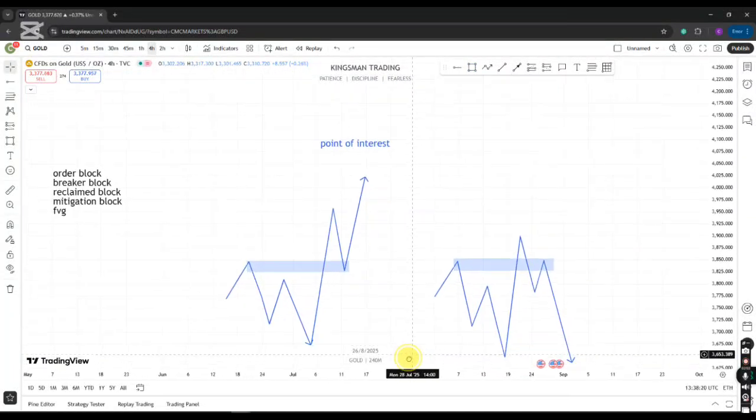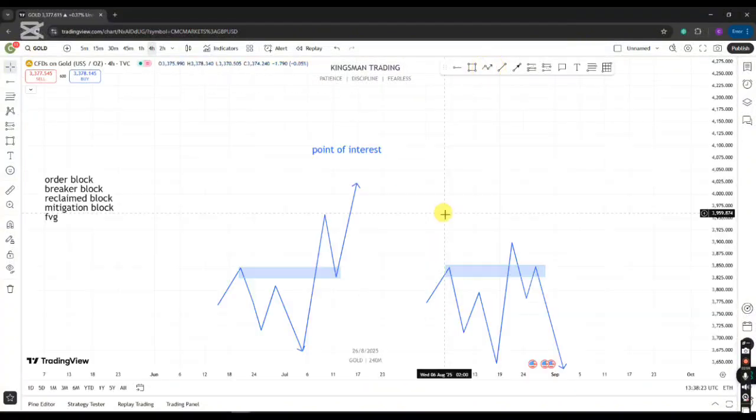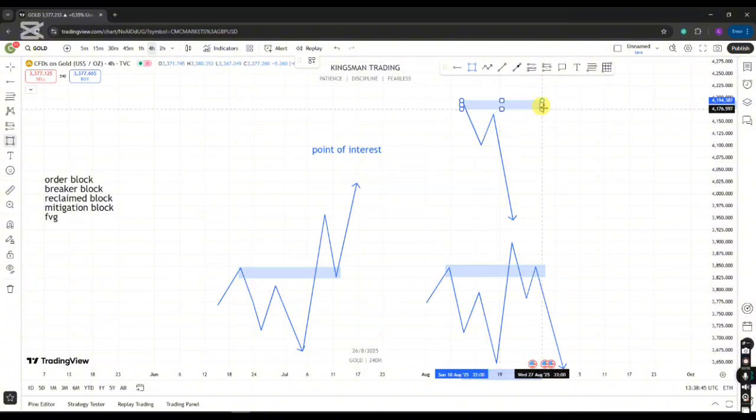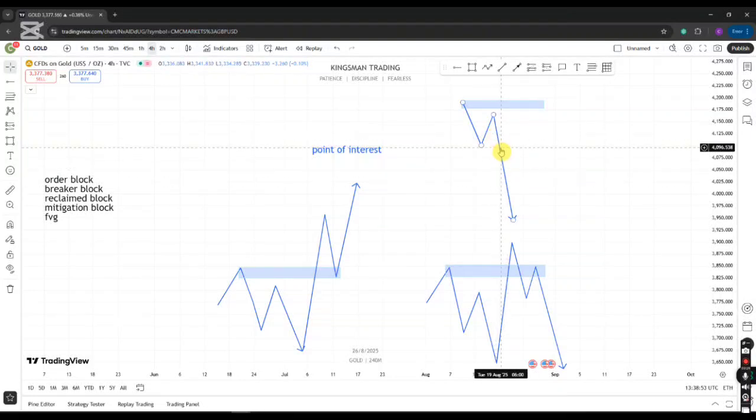And then a mitigation block. A mitigation block can mainly be identified as your major support and resistance level, and it can be used mainly during expansion. Let's say price expanded. Now, there's probably going to be an unmitigated zone or a valid order block that I can spot here. But based on this expansion, every expansion presents an opportunity for price to react from a particular level.